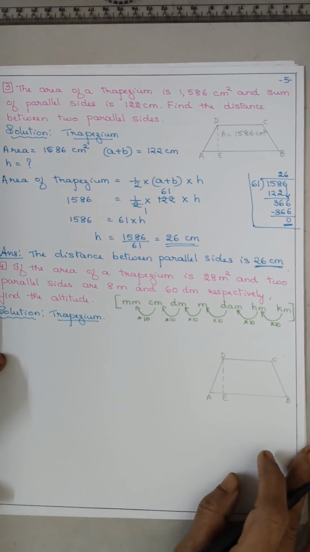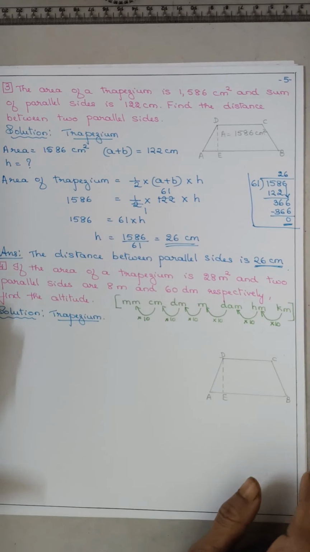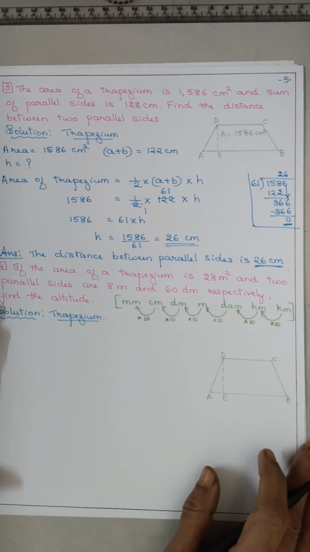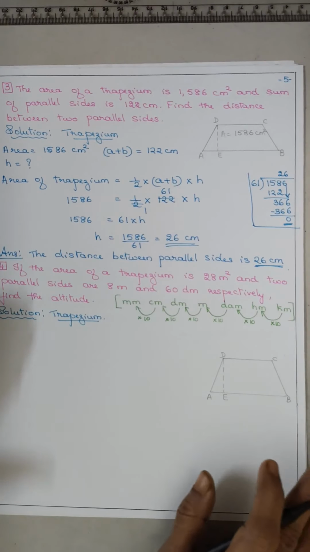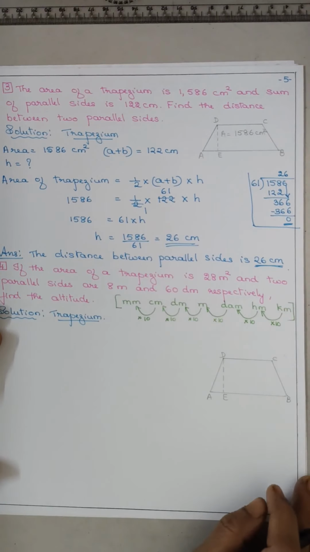Now coming to the fourth question. In all the sums, just see what is given, you have to understand and write, whether it is A, B, H or A plus B. Now coming to the fourth one.